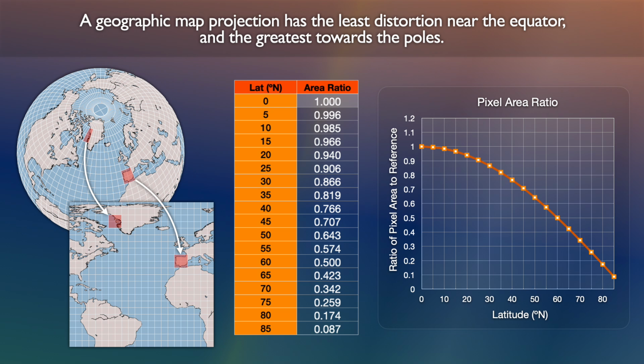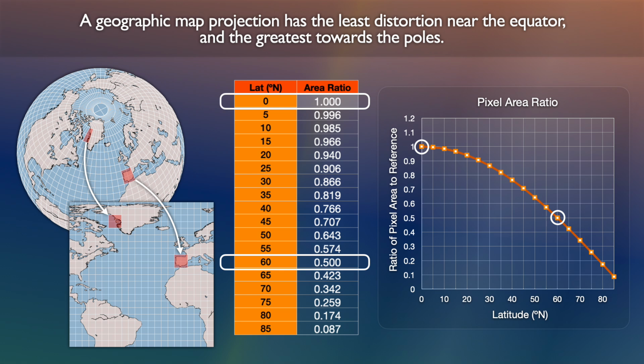What that means is that areas of equal size on the geographic map don't equate to the same physical area on the Earth. And when I say physical area, I mean the number of square kilometers. In fact, pixels on a geographic map projection at about 60 degrees north or south are about half the physical area on the Earth as pixels at the equator.